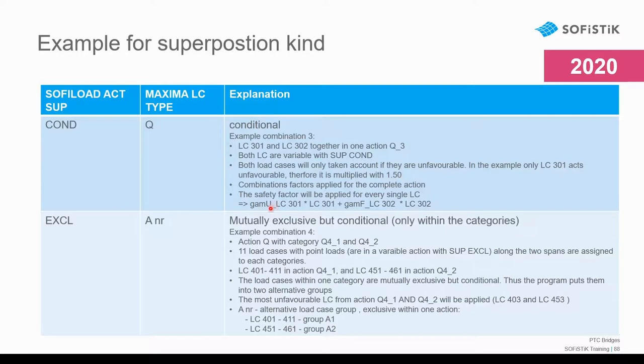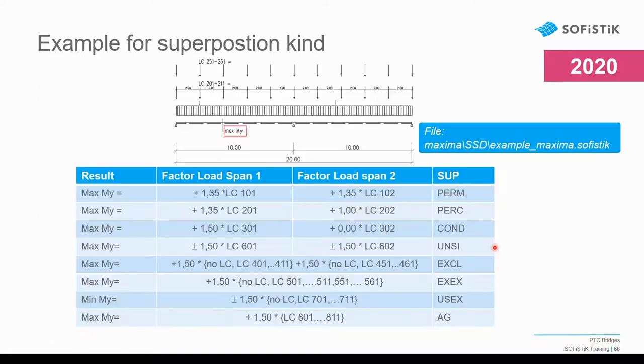So what is going to happen internally is that the software will take load case 301 and multiply it with the unfavorable safety factor of the action. And then it's also going to take load case 302, but multiplied with the favorable safety factor, which is 0.0 in this case. Okay, now let's move on to the next superposition type, which is the ANSI.